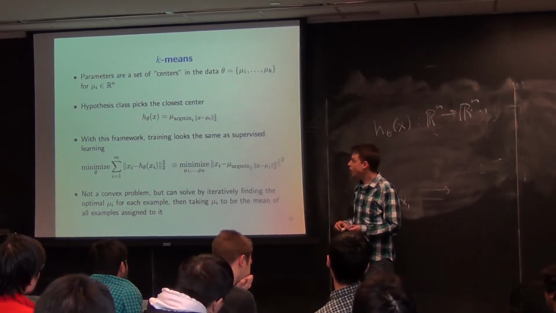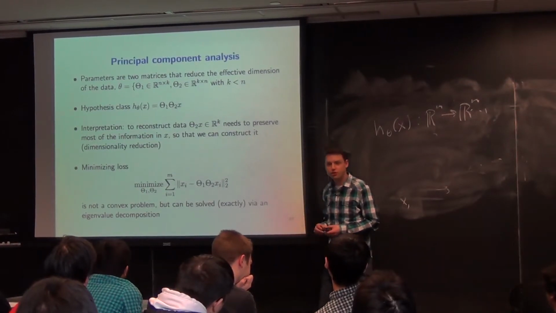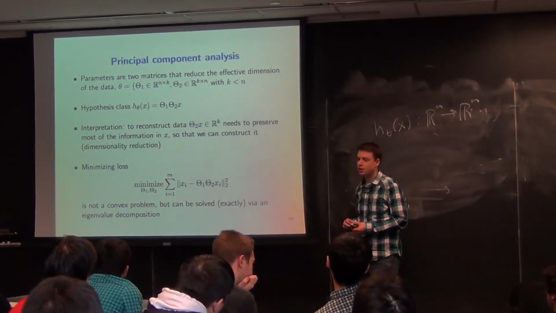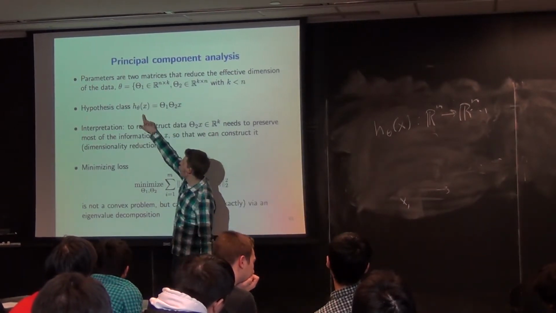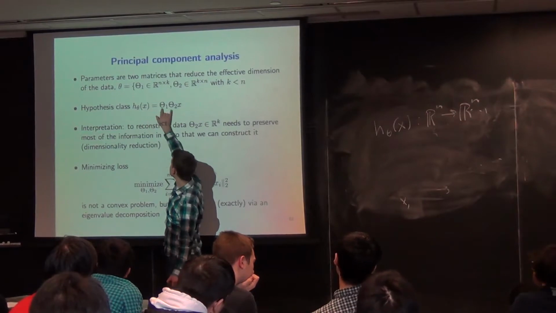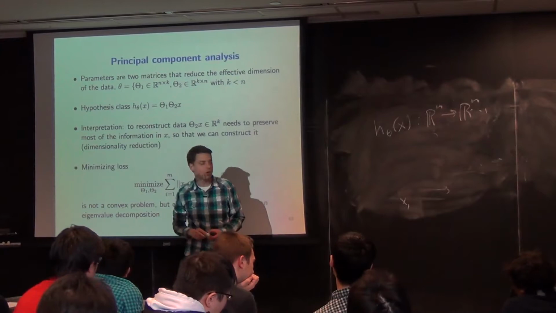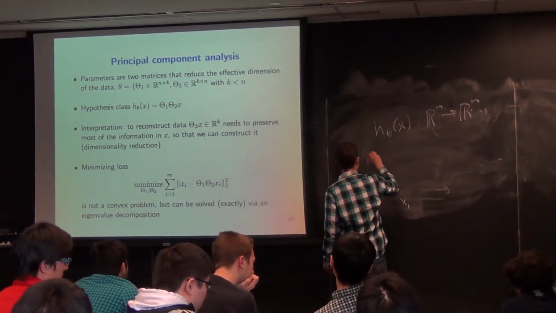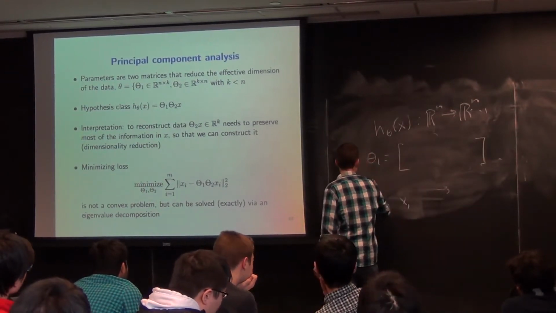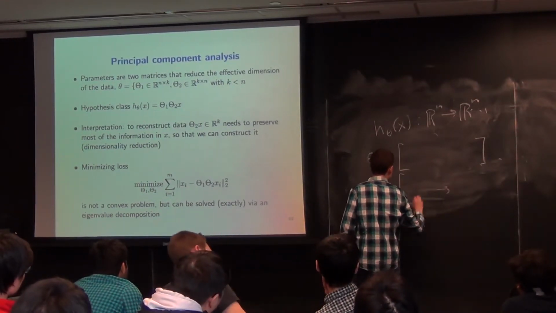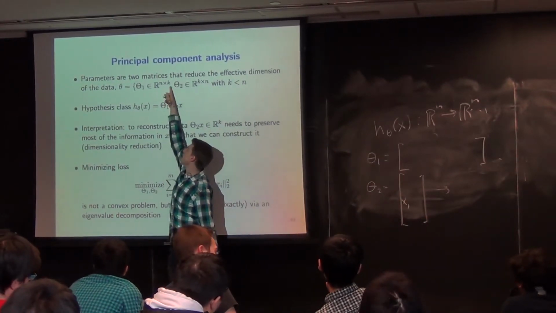The other sort of canonical unsupervised learning method is called principal component analysis. What this does is this has a hypothesis class where h theta of x equals the product of two matrices times x. Where here, theta 1 is a fat matrix, and theta 2 is a skinny matrix. In particular, theta 1 has k columns.